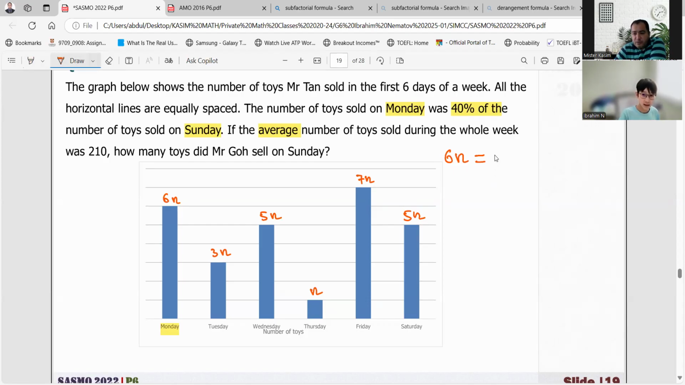So that is 40%, that is 0.4 of the toys. So 40% of the number of toys sold on Sunday. On Sunday, it is 5N, right? Okay. Come on, Ibrahim, correct your mistake and finish this. I wanted to solve it.